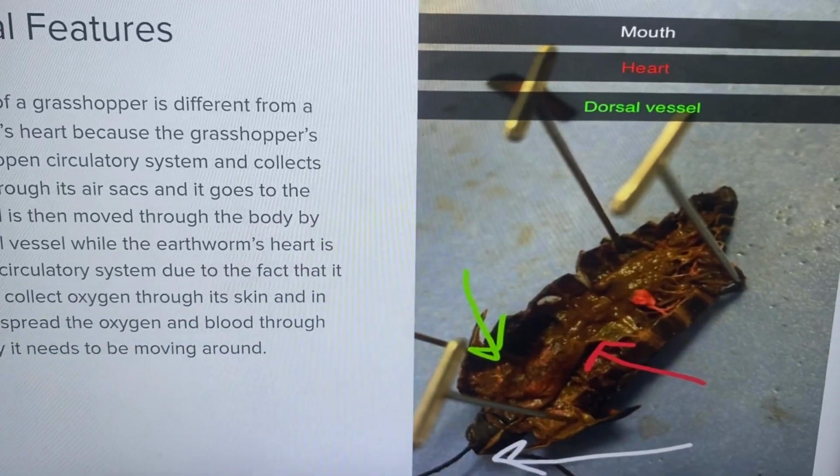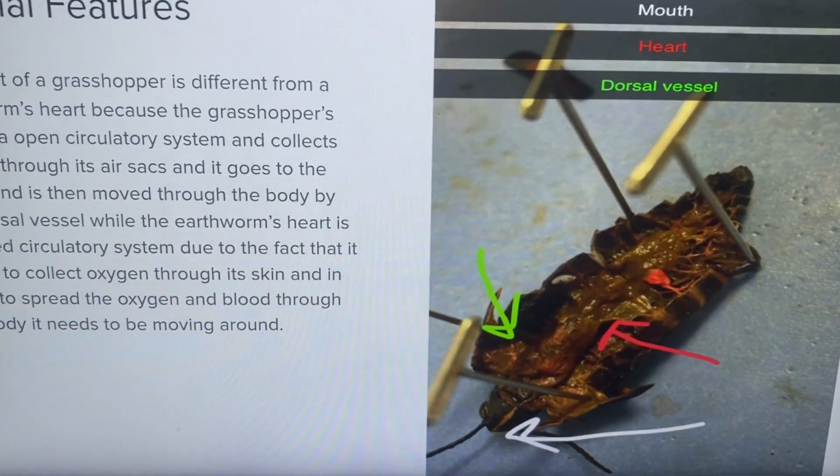And then we can see over here the mouth, the heart, and the dorsal vessel.